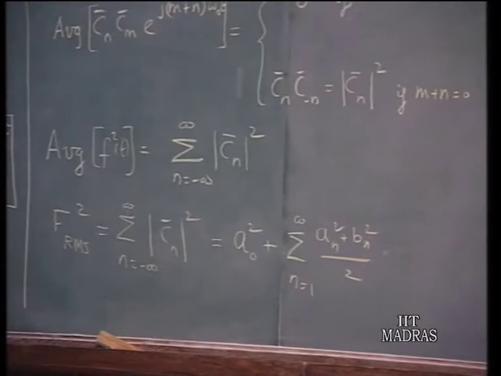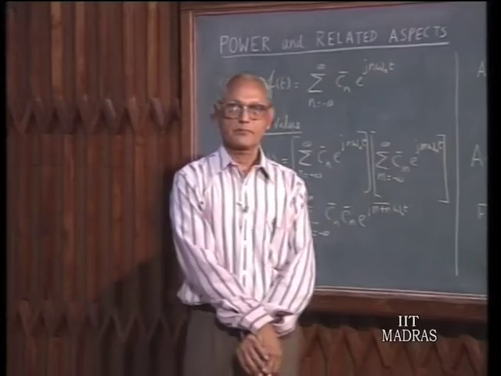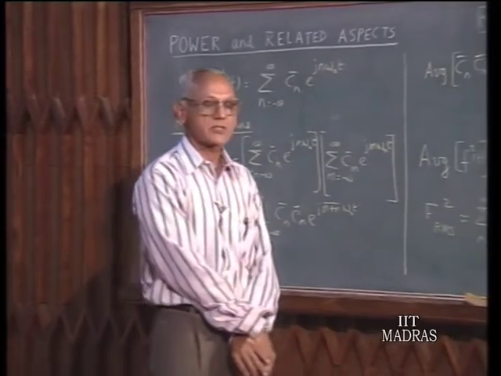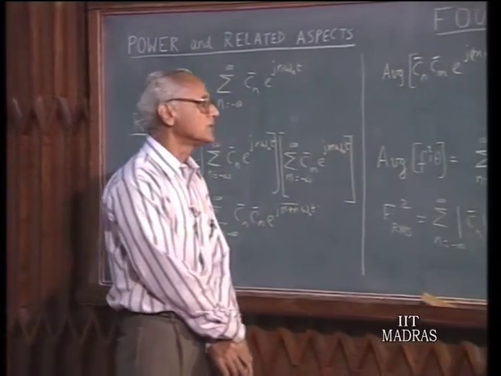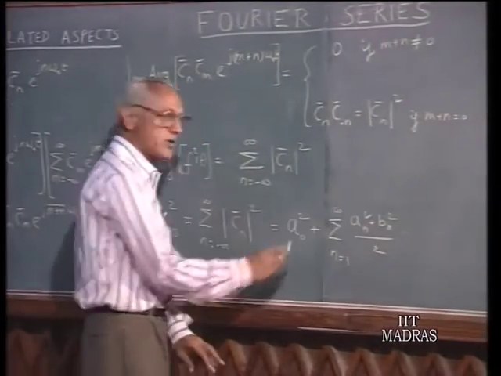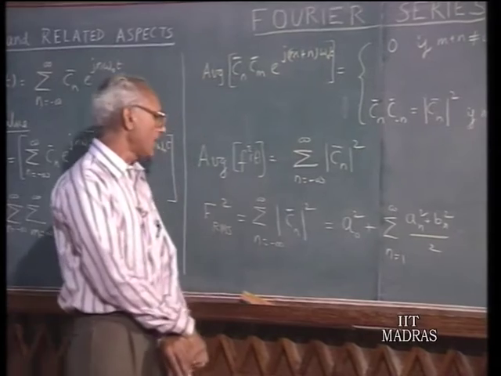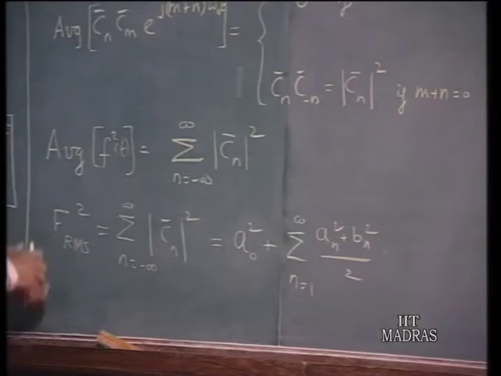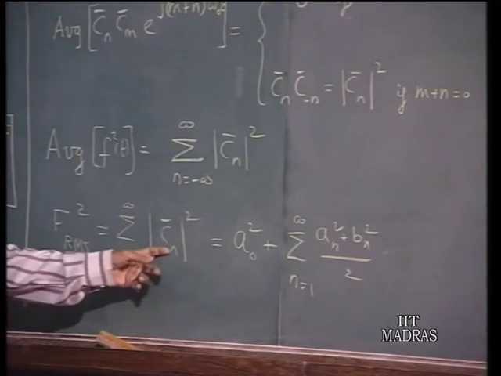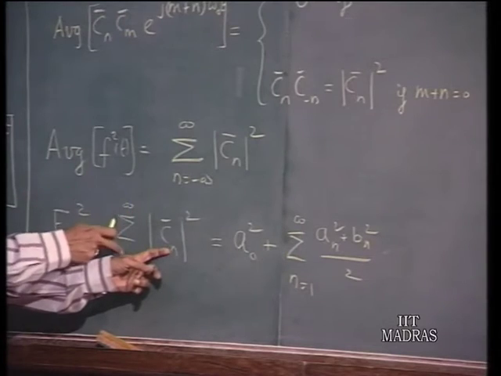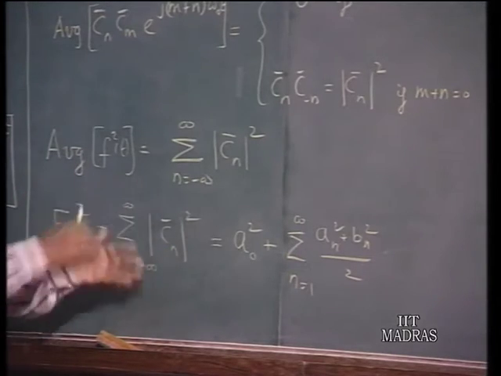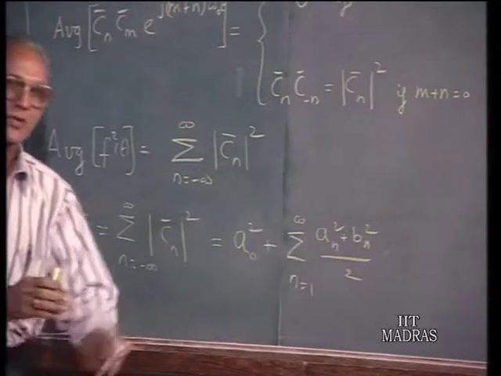Because An squared plus Bn squared is 4 Cn squared, because the square root of An squared plus Bn squared is 2 Cn, as you recall. Therefore, An squared plus Bn squared is 4 Cn squared. 4 Cn squared upon 2 is Cn squared, and n equals k and n equals minus k together contribute. One Cn term will come for positive n, another for negative n. Together they constitute An squared plus Bn squared over 2.